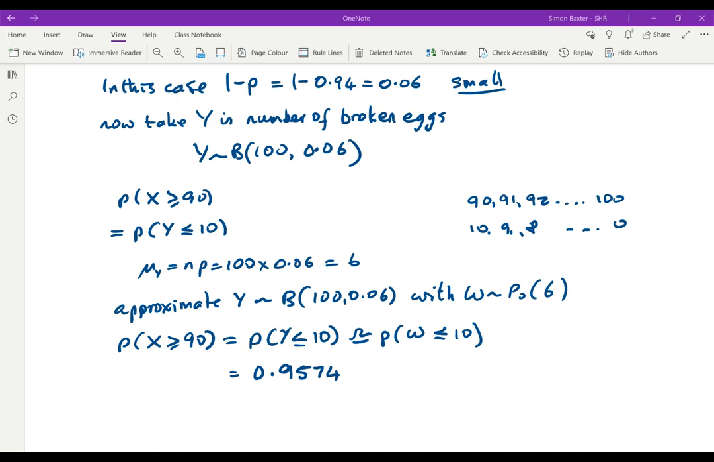So there are two examples for you using the Poisson as an approximation to the binomial. One where p was small and n large, and the second one where 1 minus p was small and n is large. Never, never forget the second bit. 1 minus p small is also something where you can use the Poisson distribution as an approximation.